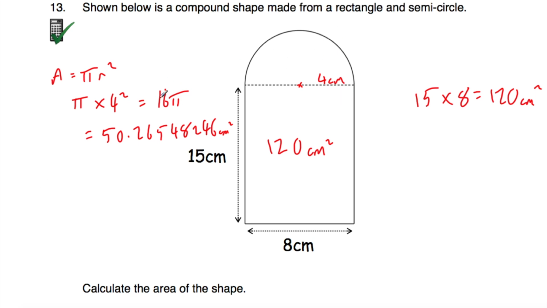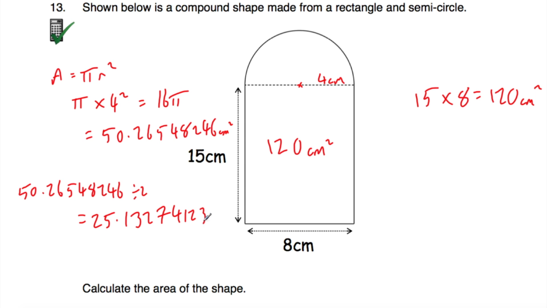So we're going to take our 16 pi and divide by 2. That'll be 8 pi, or our 50.2654846, and divide by 2 on our calculator, and that's equal to 8 pi, which is 25.13274123. So the area of this semicircle is 25.1327 and so on centimeters squared.